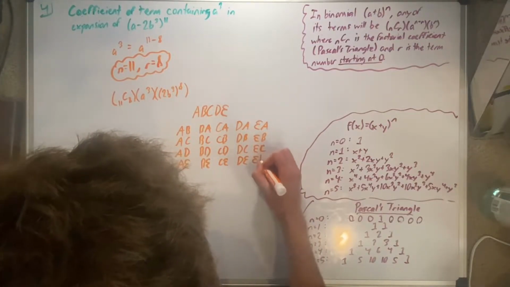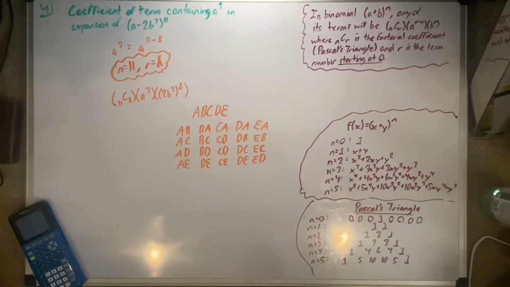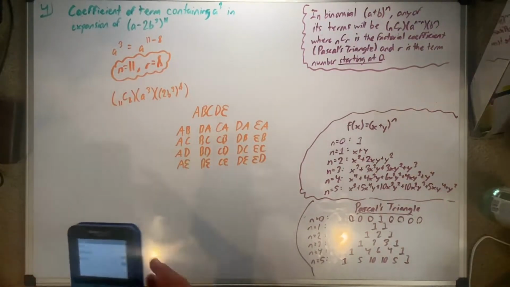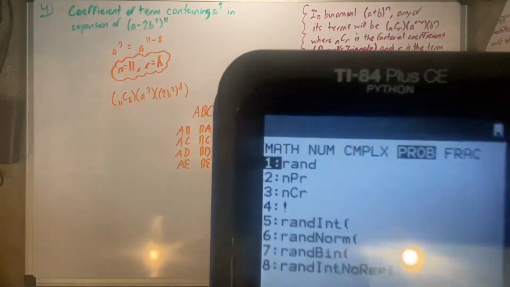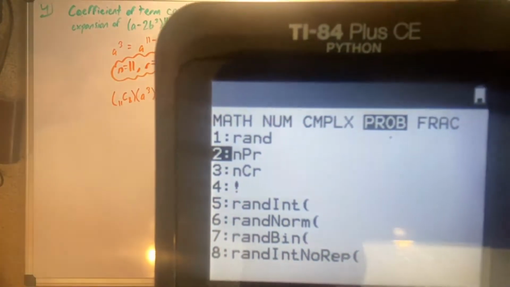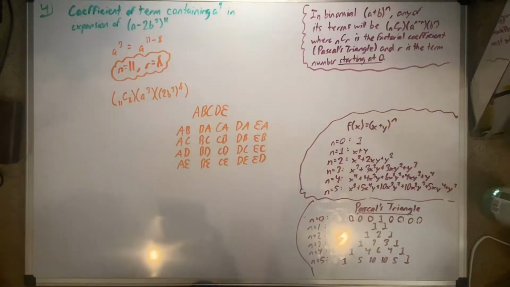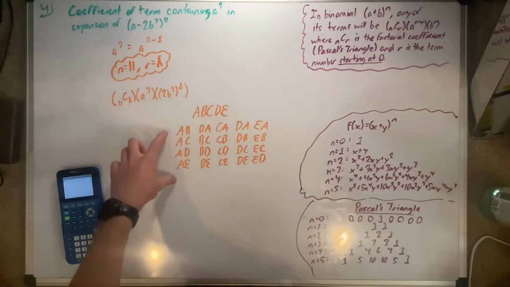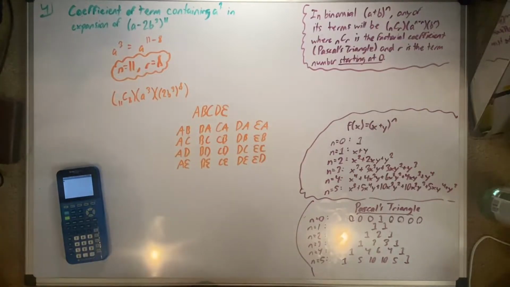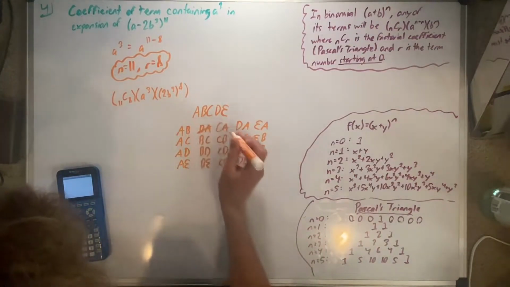EC, ED. That would be all the possible pairs, and that would actually be the other term here, which is nPr, which would give us all possibilities. But nCr is what we're trying to do here. So then nCr would eliminate all of the repeats. So that would mean we wouldn't have a BA.